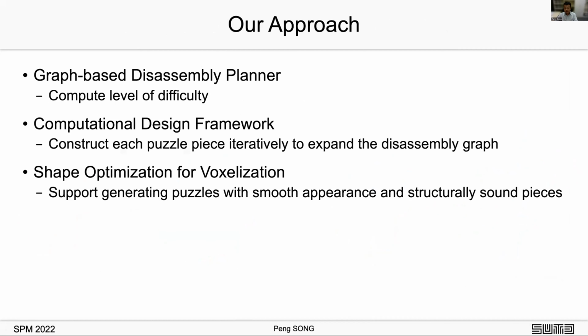To address the challenge, we propose an approach with three contributions. First, we propose a graph-based disassembly planner to compute the level of difficulty. Second, we present a computational framework for constructing the geometry of each puzzle piece. And third, we formulate and solve a shape optimization problem to generate high-level interlocking puzzles with smooth appearance and structurally sound pieces.